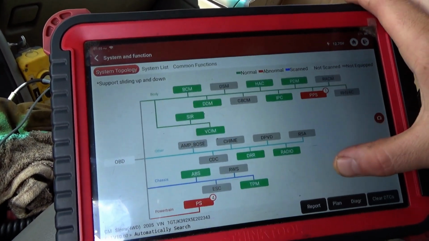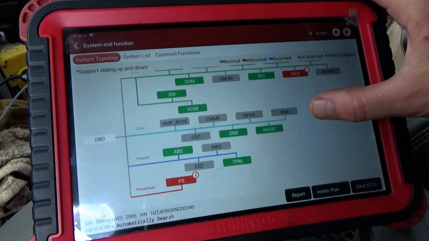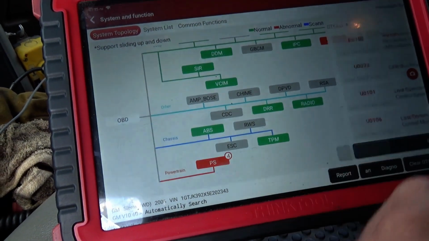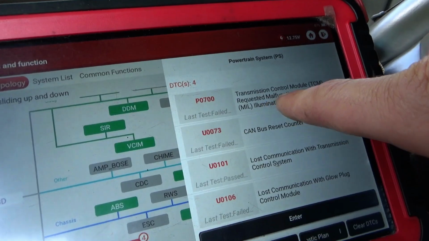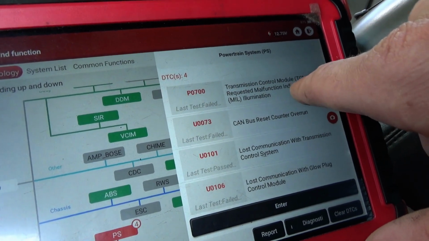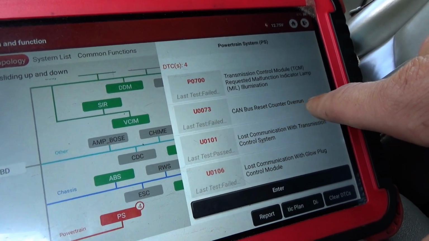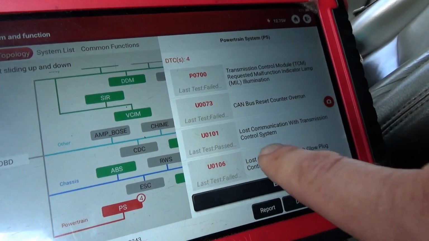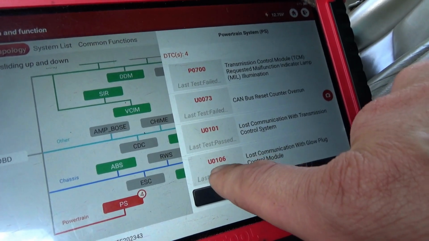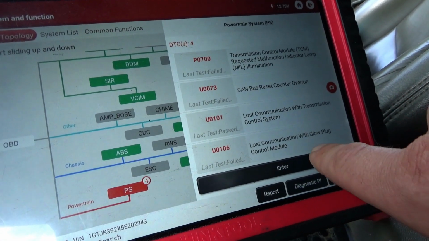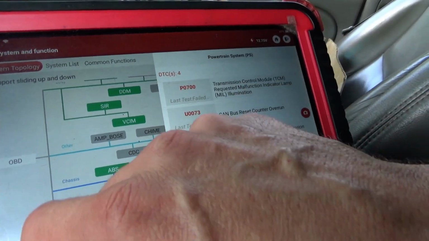Okay, so full code scan complete. We don't care about passenger presence system. So PS is powertrain system, and you can see TCM requested the malfunction indicator lamp P0700, and CAN bus reset counter overrun U0073. Okay, U0101 lost comm with TCM, and U0106 lost comm with glow plug control module. So that one failed, that one passed. So they're kind of intermittent with these communication codes.